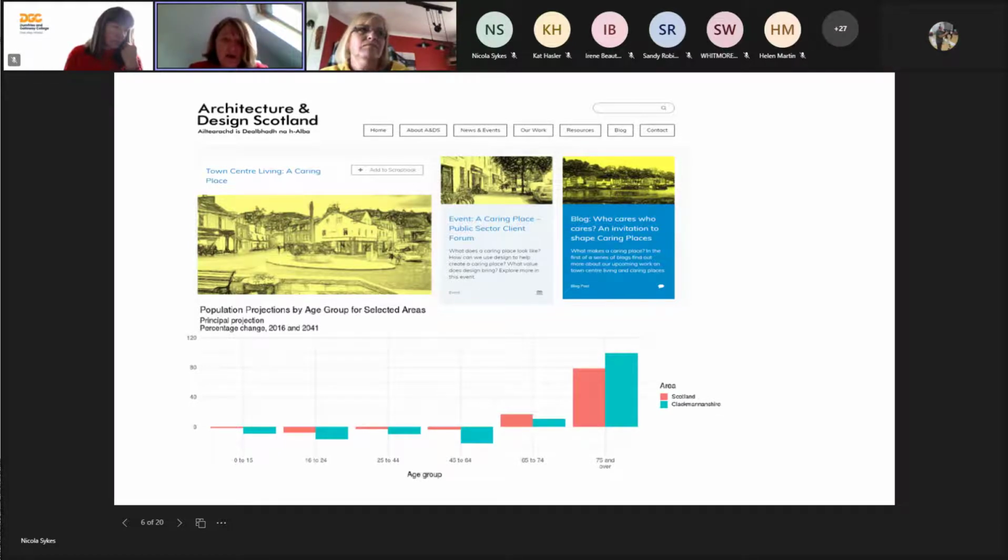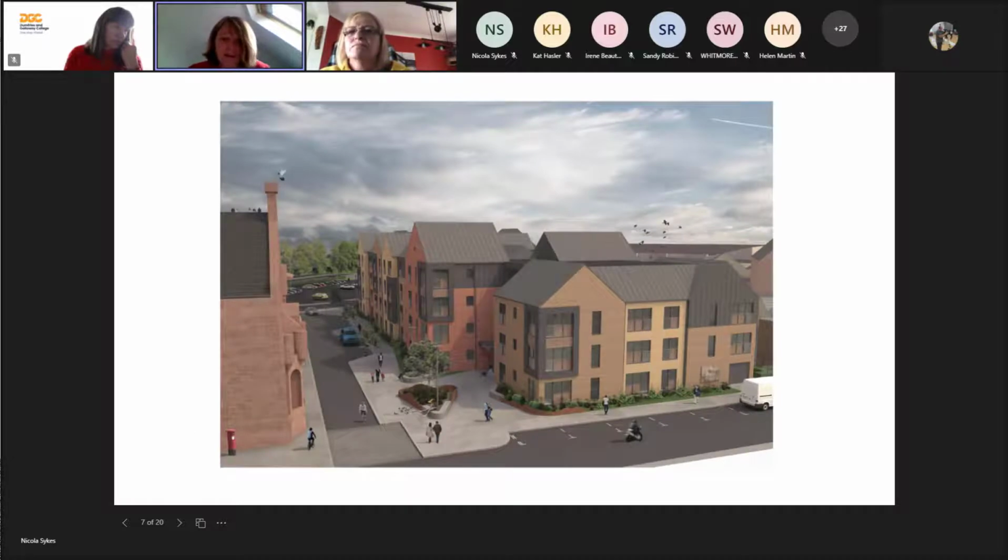And this is the picture of the housing. It's quite bulky. It's 65 units right in the middle of the town centre. So it's going to be very key that we ensure that we look after these older people within the community.